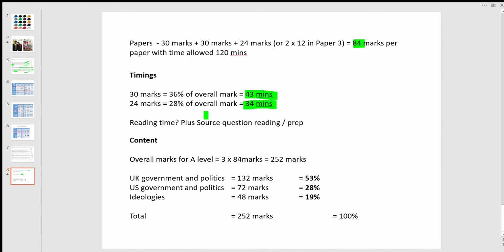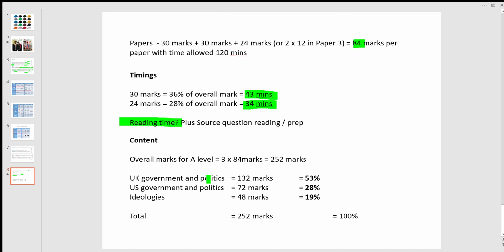For the source question, of course, you've got to allow some reading time in that 43 minutes, and planning time and picking up the arguments for and against. So you'd imagine the answer to the source question would be slightly shorter than the straight 30 mark question, because you have to allow, I would say, at least 5 minutes reading time and prep. And of course the 24 mark essay will be shorter because you have 8% less time to do it. In effect, I would think about 9 minutes or so.